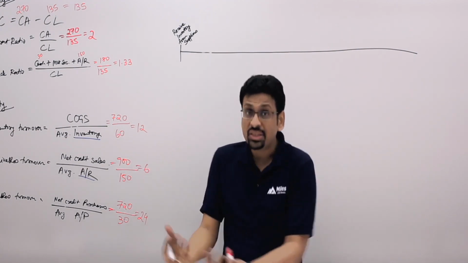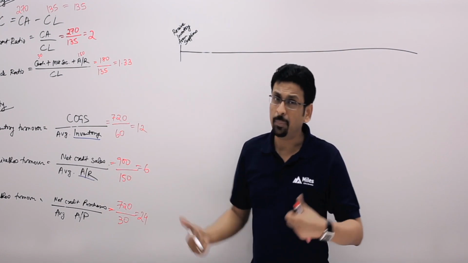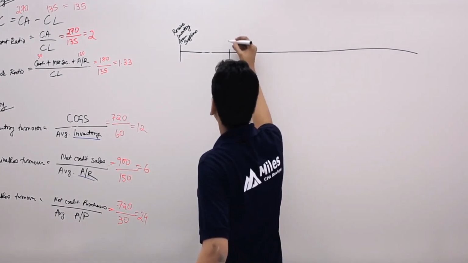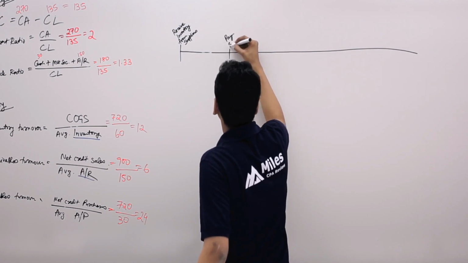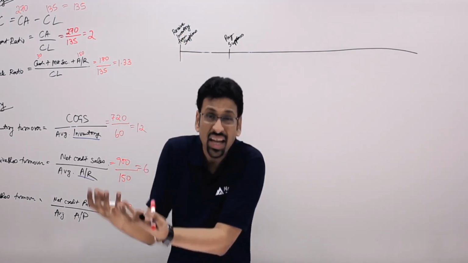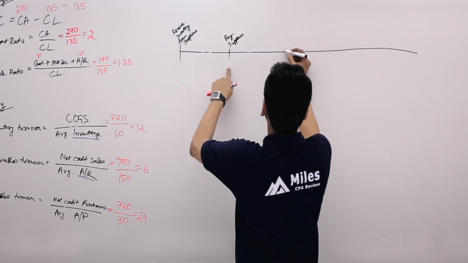Then after it receives the inventory, it has got to pay its suppliers, right? So depending on the credit terms, it's got to pay cash to suppliers. So let's say at this point the business paid cash to its suppliers. Then naturally the business has received inventory. Why did it buy inventory? To sell it. So now the business sells inventory.